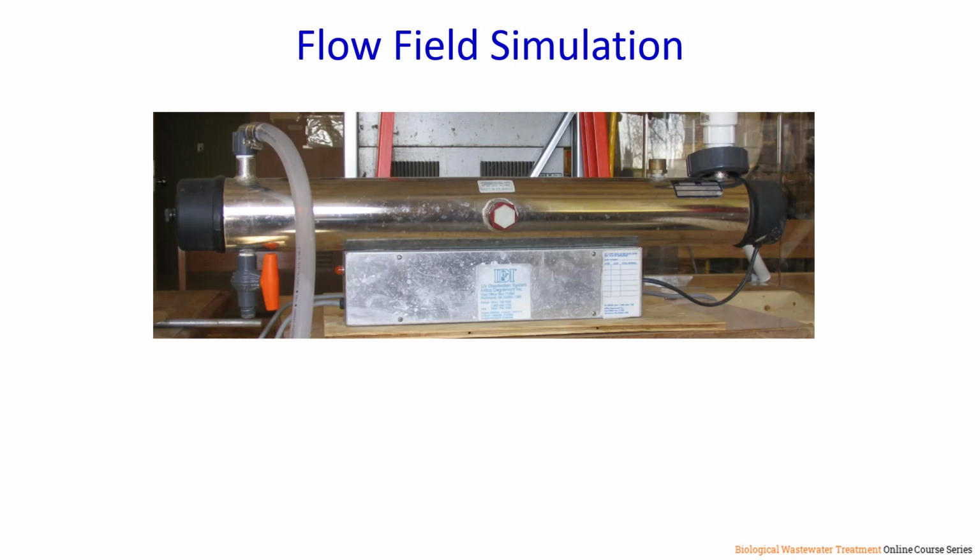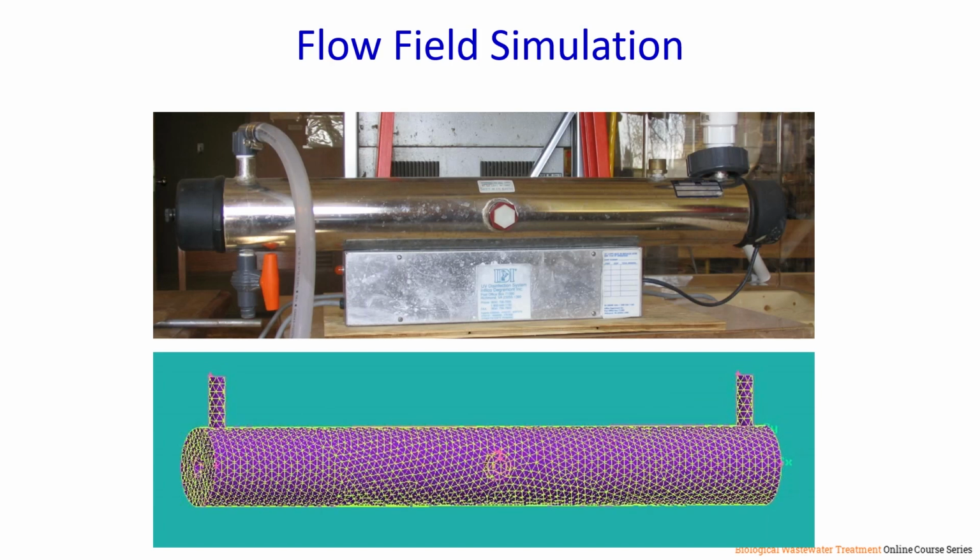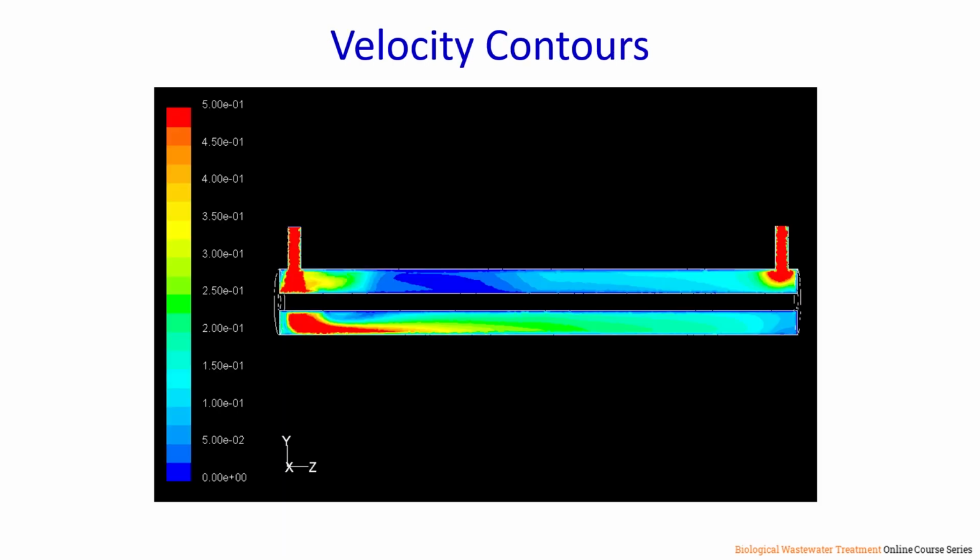First, we'll start with a flow field simulation, and basically that involves drawing a schematic of the reactor of interest and then digitizing that schematic, followed by simulations of the flow field using computational fluid dynamics. Here we see a simulation of a flow field under one particular operating condition.